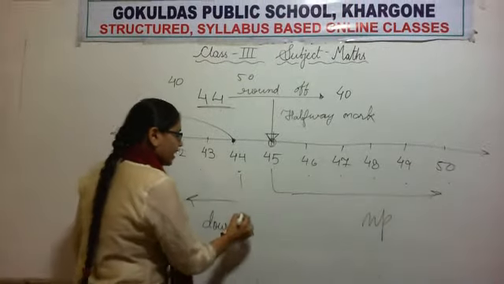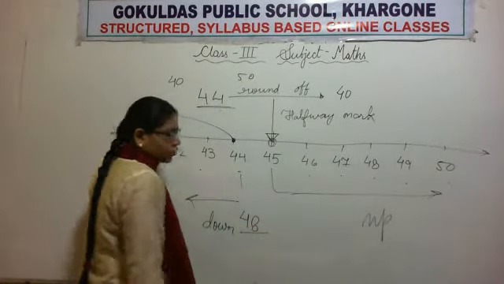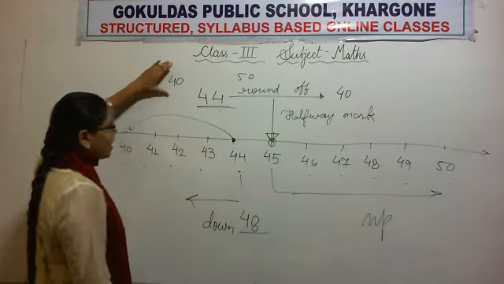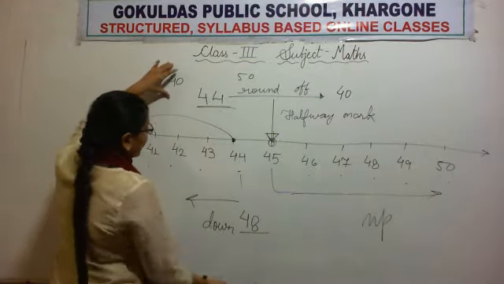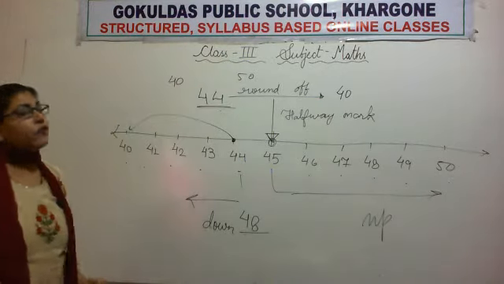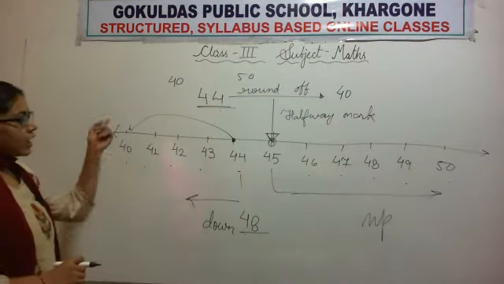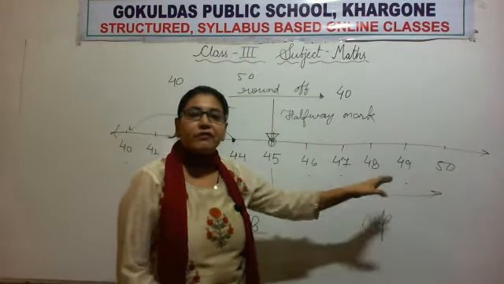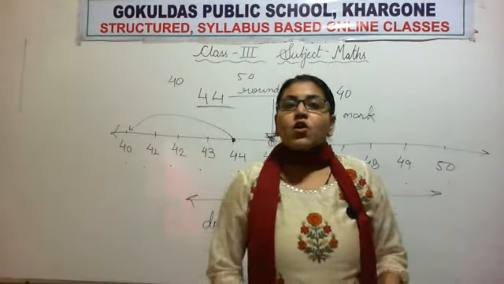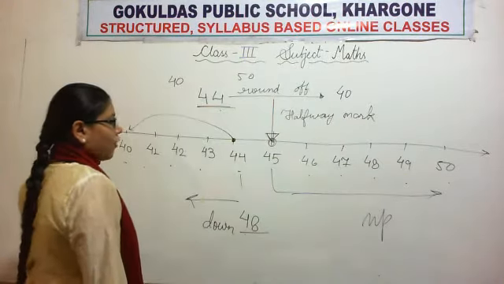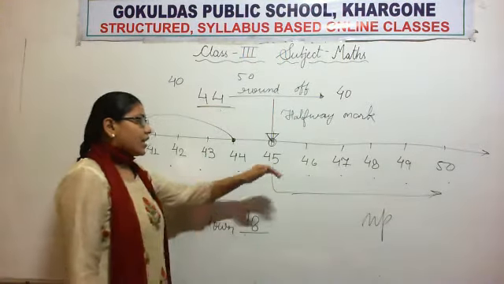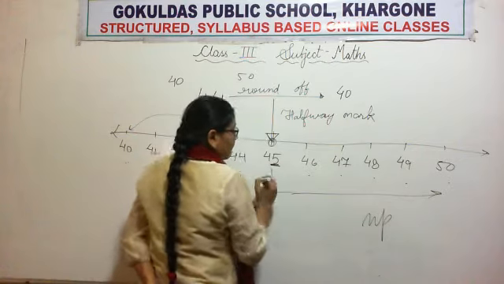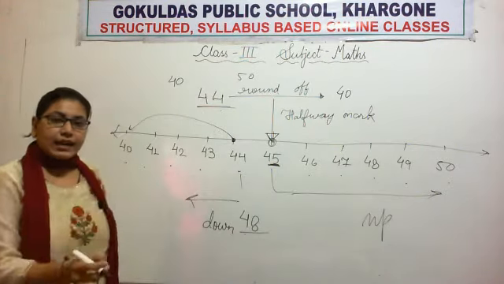Suppose this number is 48 and we need to round it off. What will we do? First of all, we will see where the number lies. The number 48 lies between 40 and 50. We will make a number line, then mark all the numbers from 40 to 50. Then we will find the halfway mark. First we leave 5 numbers from the left, then 5 numbers from the right. The remaining number is our halfway mark. Or whenever we see 5 here, that is our halfway mark.